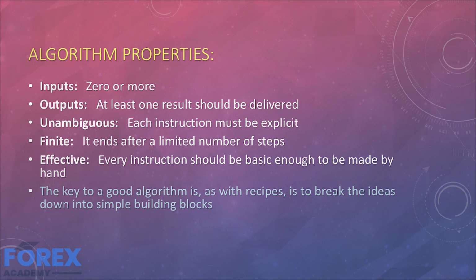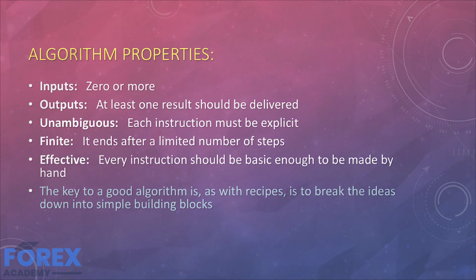Unambiguous. Each instruction must be explicit with a single meaning. Finite. It ends after a limited number of steps. The algorithm should precisely specify what the computer should do. Effective. Every instruction should be basic enough to be made by hand, or uses other algorithmic subunits with the same property. Of course, the action must be feasible, which means that the computer can perform that action because the instruction is included in the instruction set of the programming language you're using.